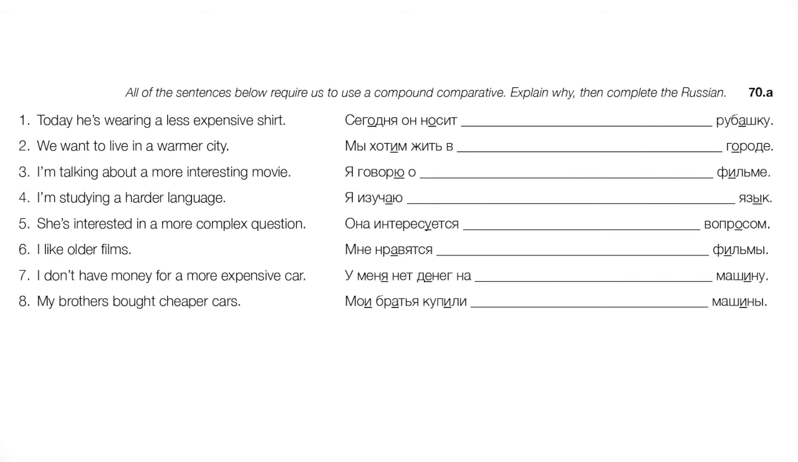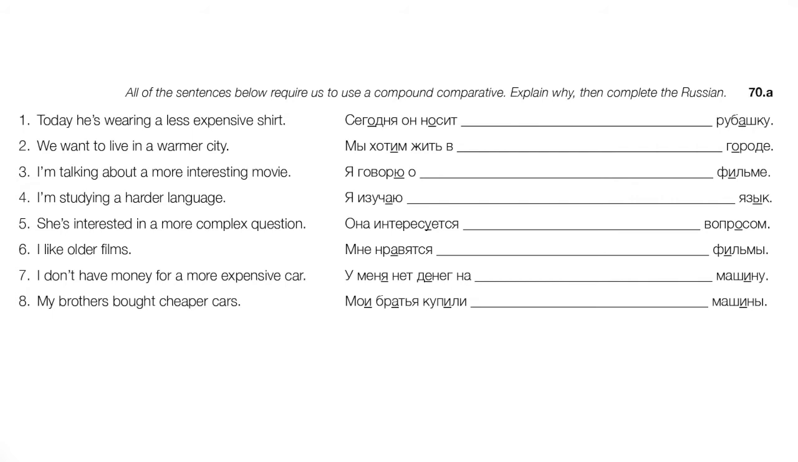I like older films. Okay, here the film, the noun with the comparative, is serving as a subject, right? So we have a nominative plural. Мне нравятся более старые фильмы. Более старые. 7, I don't have enough money for a more expensive car.